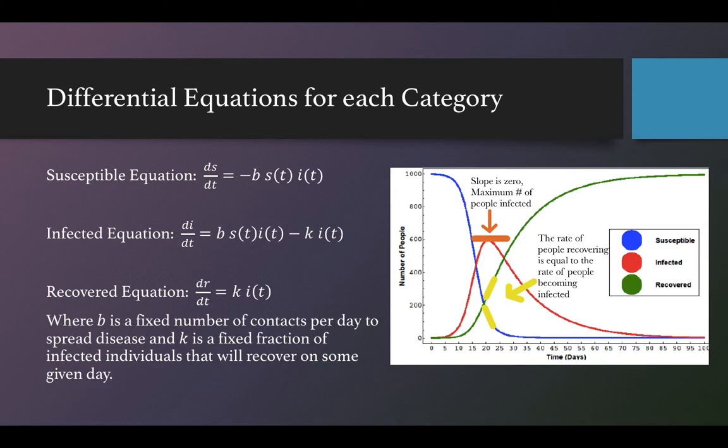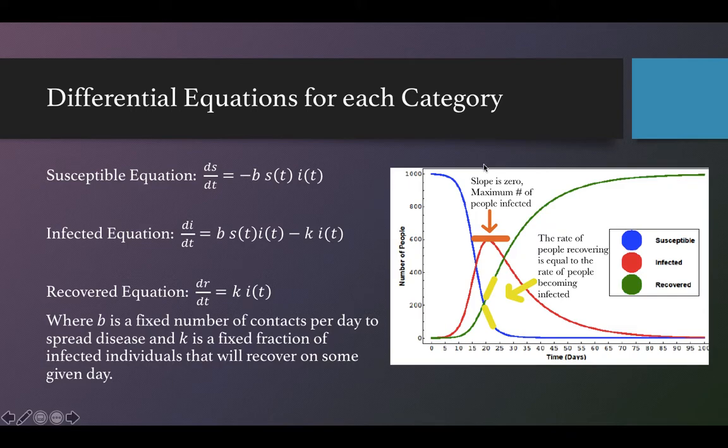In these, b is a fixed number of contacts per day to the susceptible individuals, which is how the disease will spread. And then k is a fixed fraction of infected individuals that will recover on some given day, depending on how long the disease is infecting the person for.